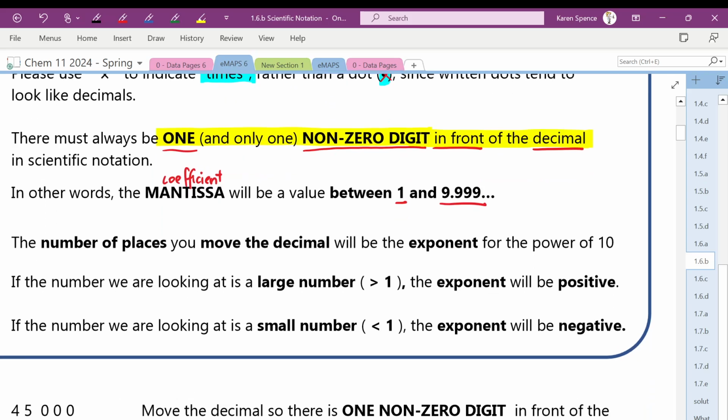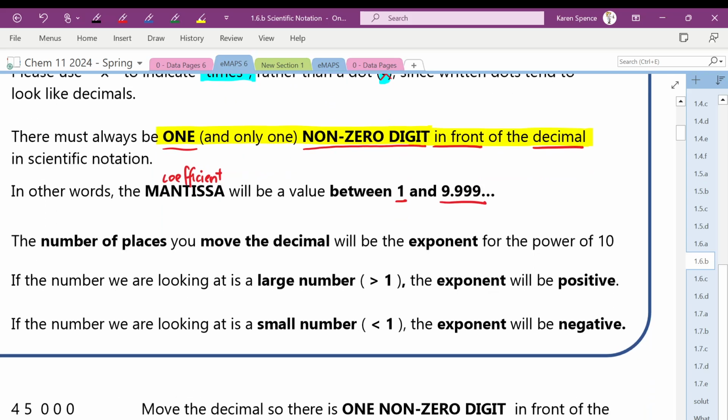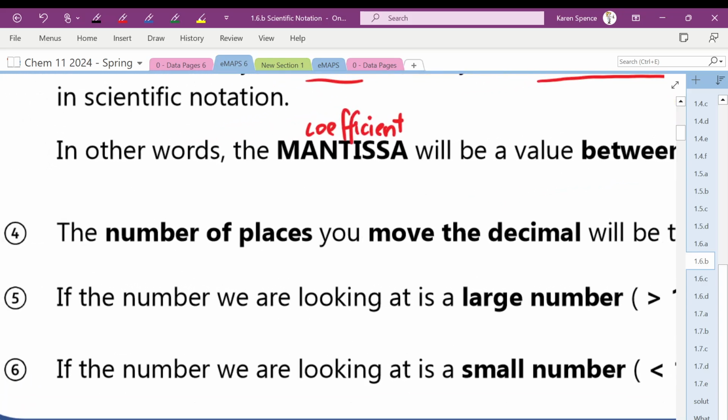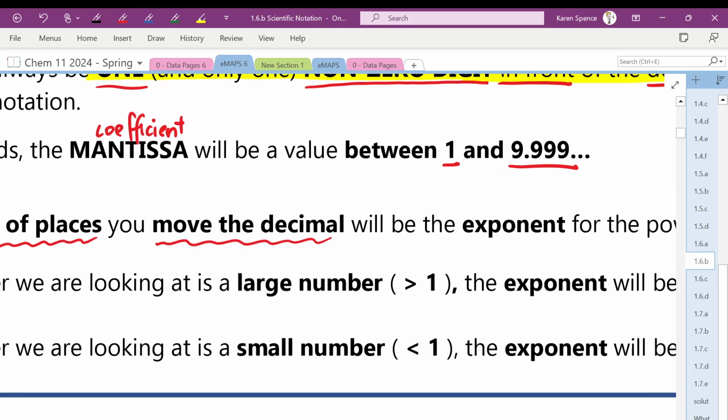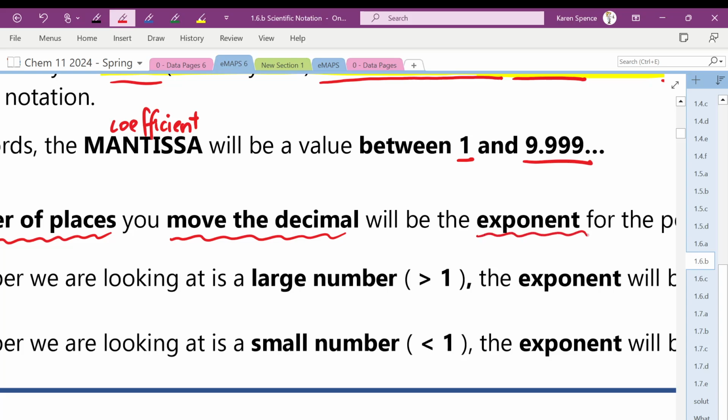A few other things. We're going to be moving the decimal place around. The number of places that you move the decimal is going to be the exponent. So if you move your decimal place 3 places, you're going to have 10 to the 3. If you move your decimal place 4 places, you're going to have 10 to the 4. If you move it 7 places, 10 to the 7. If you move it 21 places, you'll have 10 to the 21.